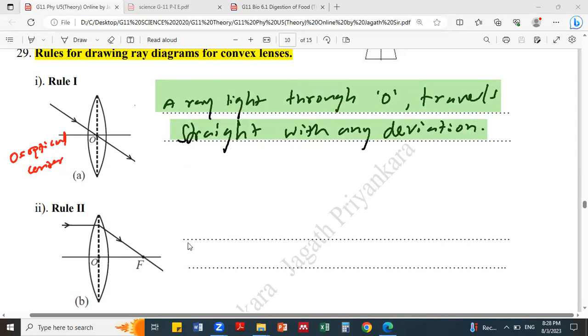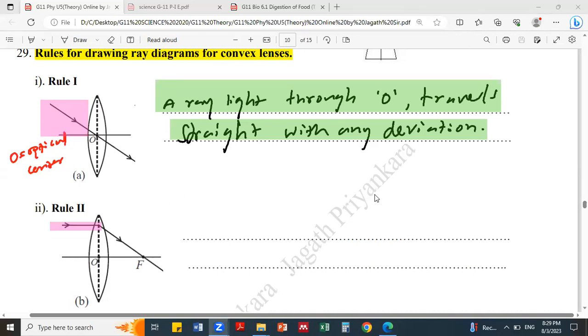Rule 2. Last year in some papers they gave the incident ray and asked you to complete the diagram. Look at the pink one, rule 2. They give the first part and you have to complete the other half. Sometimes they give questions like this. Can you remember the convergent point? Earlier we discussed convex lenses, convergent point. What has happened here?